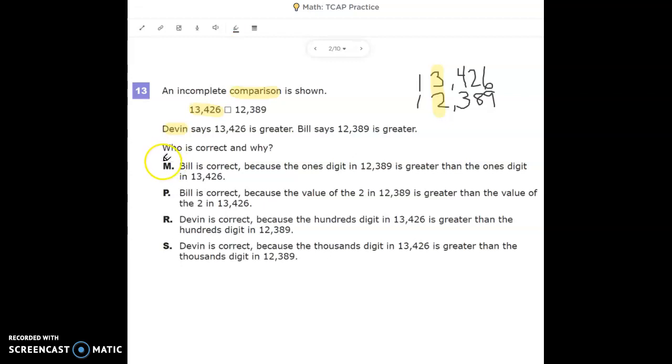If I know that, I can eliminate choice M and P because we know Bill is not correct. Then I'm going to look at the reasons why Devin could be correct. Is it because the hundreds digit in the number is greater? Or is it because the thousands digit is greater? Well, by stacking them, I see it's the thousands digit. So S is our correct answer.